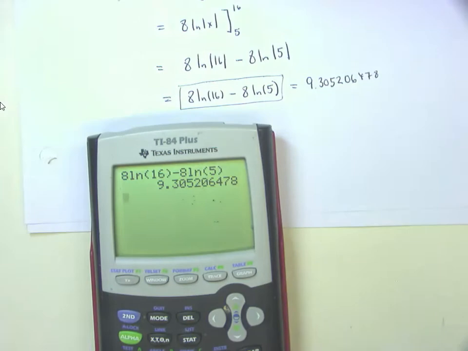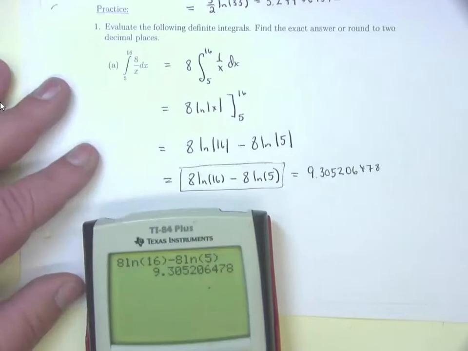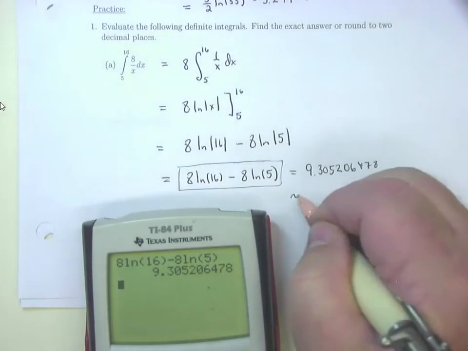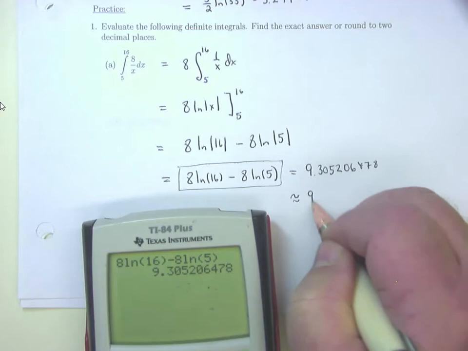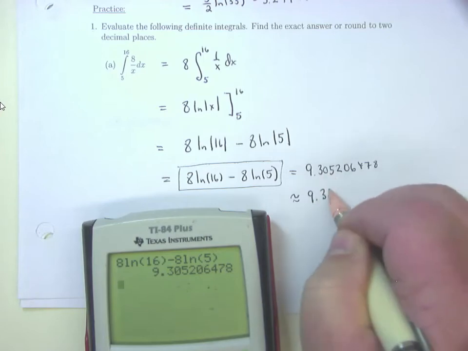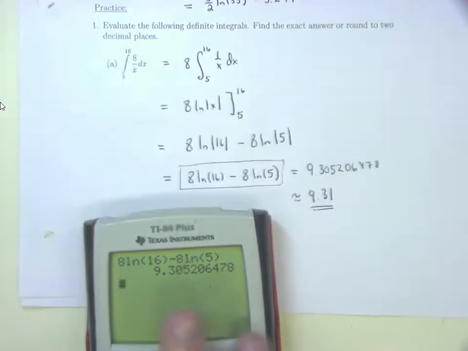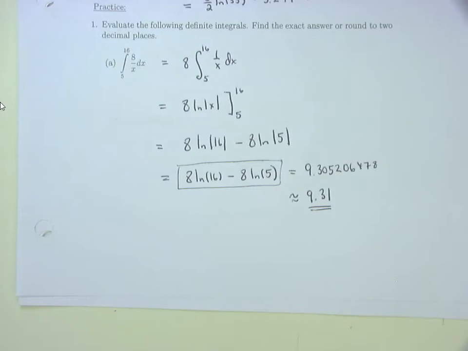9.305206478. But they did say if you're going to put it in terms of a decimal, what do they say? 2 decimal places? Fine, I'll put the squiggly equal to 2 decimal places. What would that be? 9.31. Does that make sense? At least you guys anyway. All right, let's look at the next one.